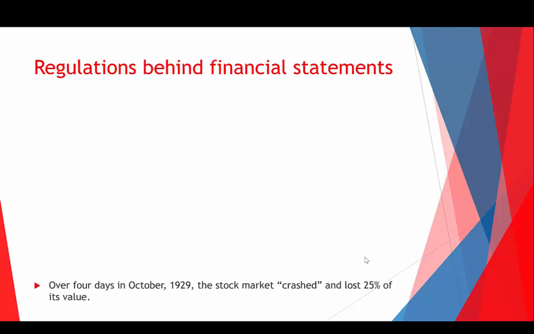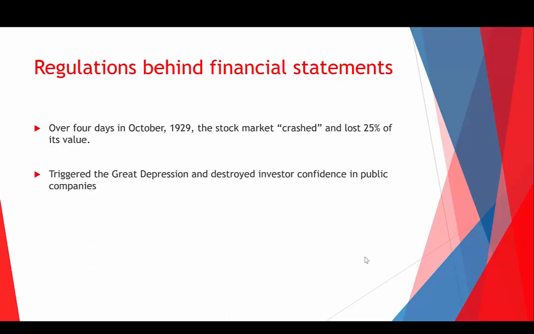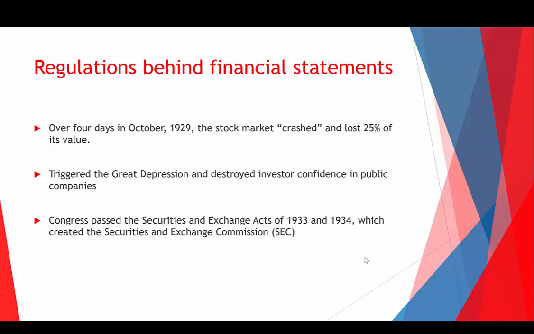Well, it started back in October of 1929. The stock market crash triggered the Great Depression. The stock market actually lost about 25% of its value over a 4-day period. Again, it triggered the Great Depression and destroyed investor confidence in public companies. And as a result of that, Congress passed the Securities and Exchange Acts of 1933 and 1934, and those acts created the Securities and Exchange Commission.